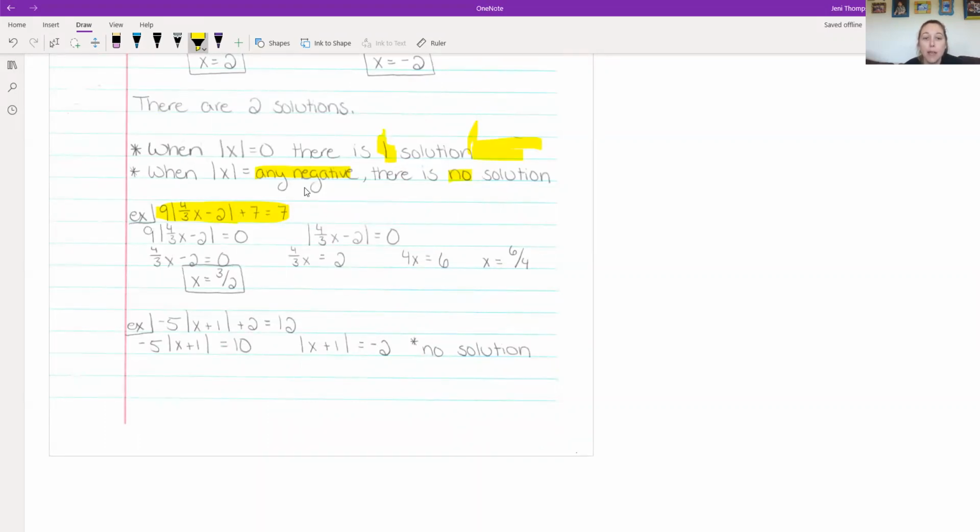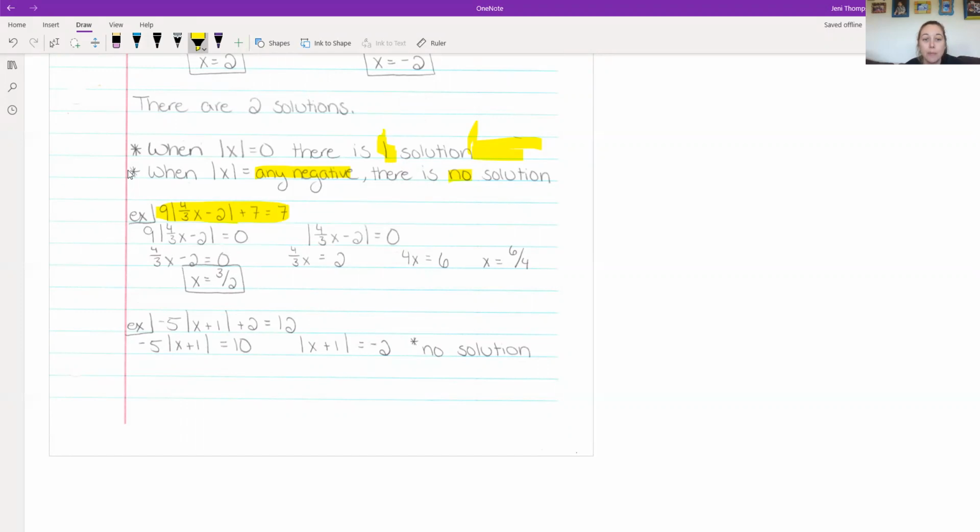So we drop the absolute values and then we go ahead and solve for x. Here we've dropped the absolute values. Then we just solve for x. We add 2 to both sides. That gives us 4/3 x equals 2. So we multiply both sides by 3 to get rid of this fraction. That gives us 4x equals 6. Then we divide by 4. 6 over 4 is the same as 3 over 2. There we go. We solved it, and there's only one solution, and we knew that back up here because when we isolated our absolute value, it equaled 0.